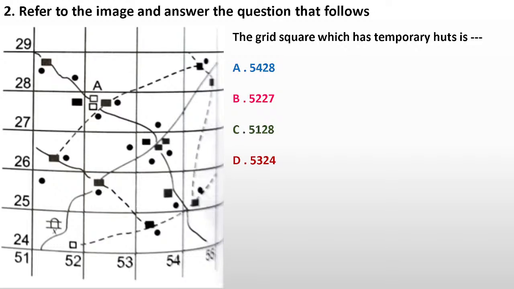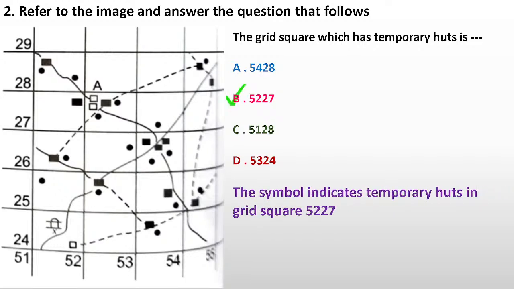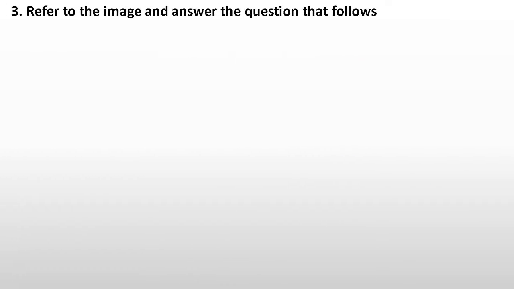Now answer this question quickly so that we can solve many more papers. We have very little time with us. And the correct answer is B. Very perfect answer, Classic Entertainments as well as Arushisha. The symbol indicates temporary huts in the grid square 5227. We go to the next question, number 3.